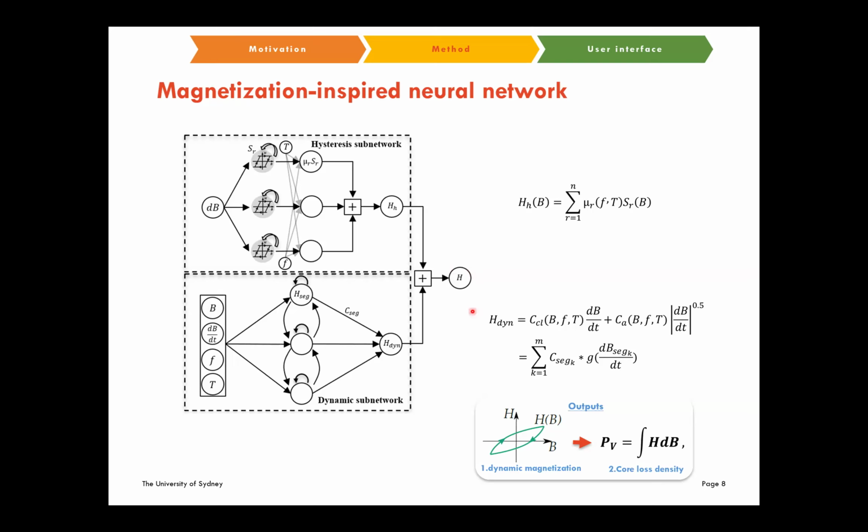Our model is a point-to-point model, which means you input one flux density and it returns a magnetic field strength at a certain time. If you input a cycle of excitation, you will obtain a BH loop, and you can also get the core loss density.